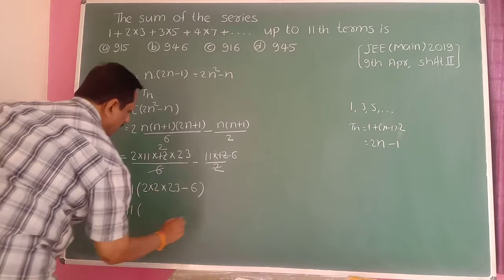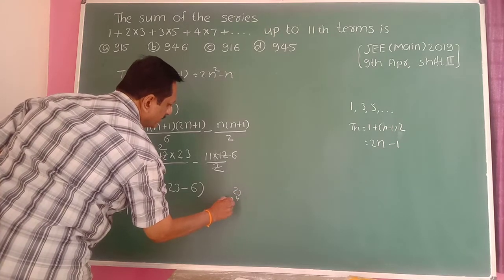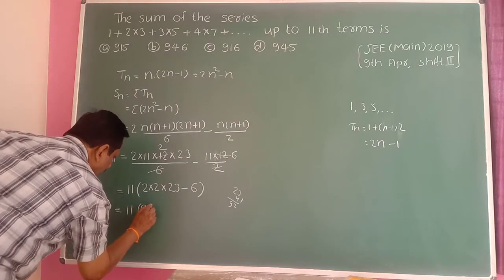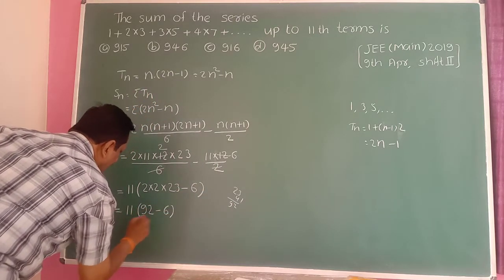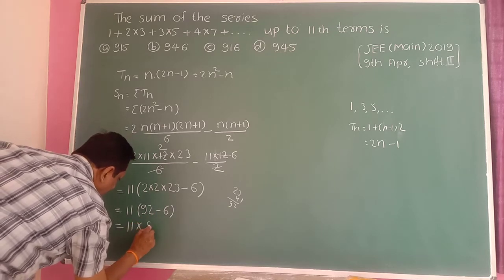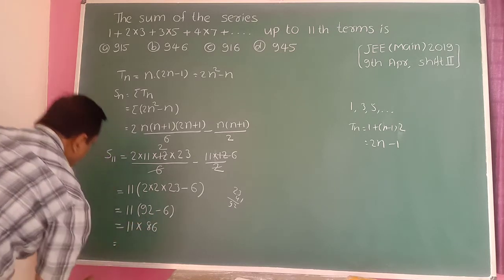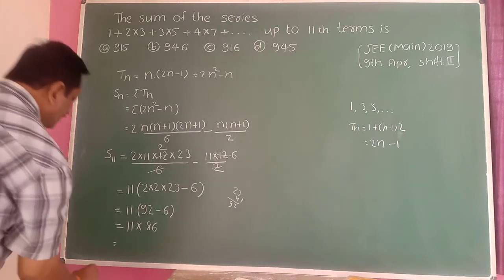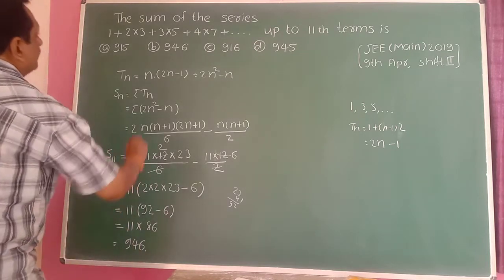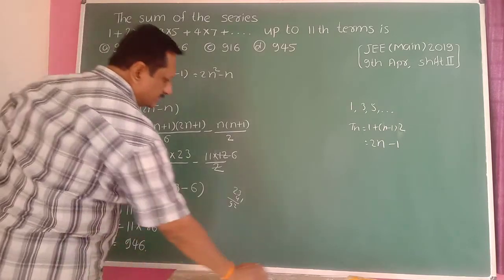2 twos are 4 here. 23 into 4 is 92 here. So 92 minus 6 here. Therefore this is equal to 11 into 92 minus 66, which gives 86 here. So 11 into 86 becomes 946 here. 946, option B is the answer here.